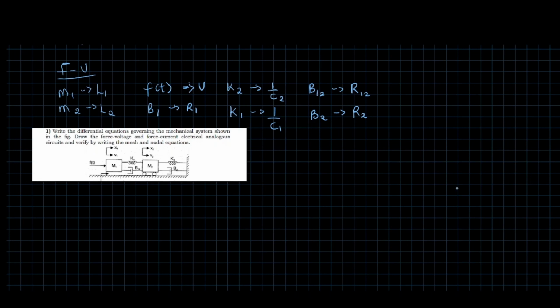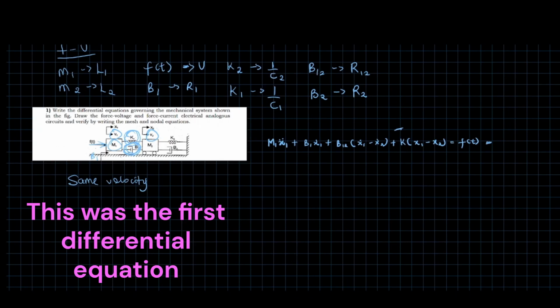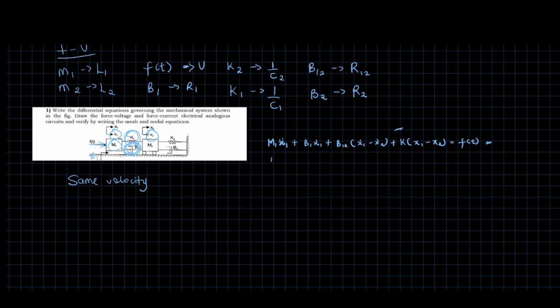So now this has to do with what is sharing the same velocity. If I write this in terms of velocity, you're going to have m1 and so on. So you can see as I've written it in terms of velocity, the integral of velocity is distance and the differentiation of velocity is acceleration. In this case, you can see that M1, B1, and F of t share the same velocity. F of t is literally the one causing the velocity V1.